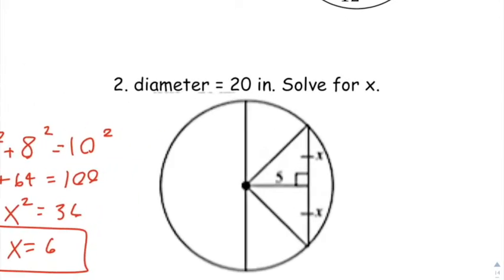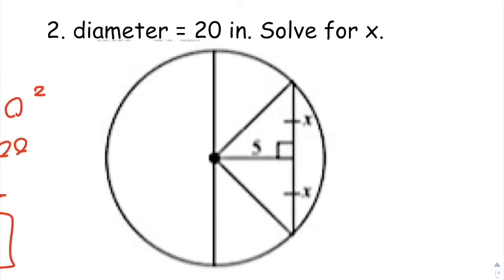This one's kind of similar. Diameter 20 inches, solve for x. If the diameter is 20, that means the radius is going to be 10. People usually draw that or write that out, and then they get stuck here. They don't know what else they can do, because if you're looking here, it looks like we got a right triangle, and you got one side.